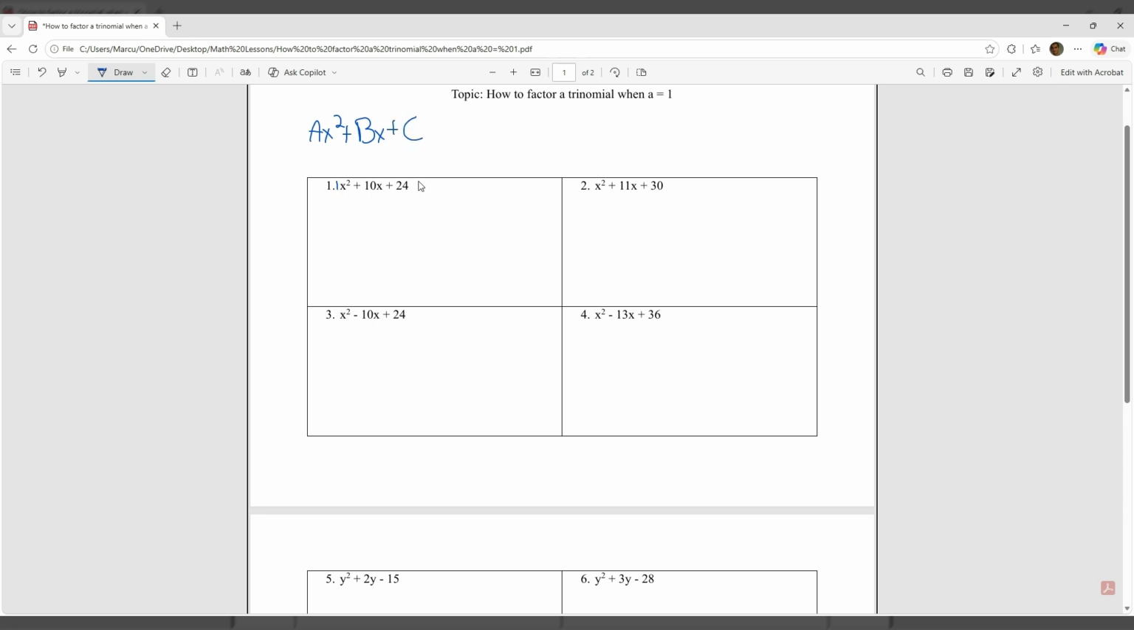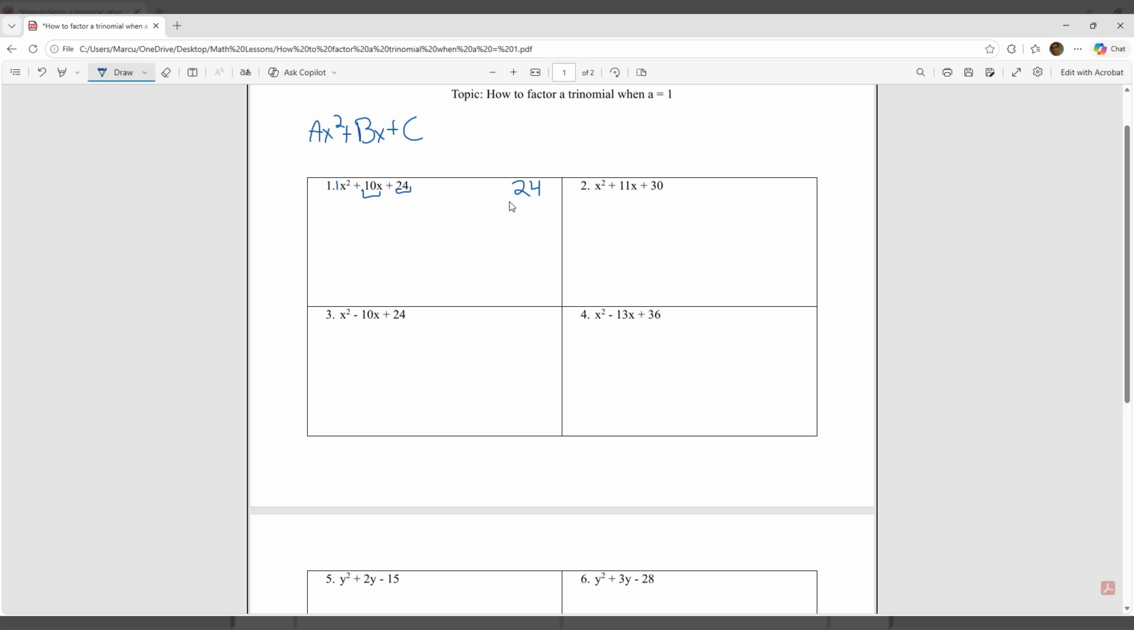So once you have that, you need to find two numbers that multiplied will give you 24, and when you add, will give you 10. So your first step is to list the factors of 24. Now, when you do this, you want to make sure you list the numbers in order, just to prevent any number from not being included here.